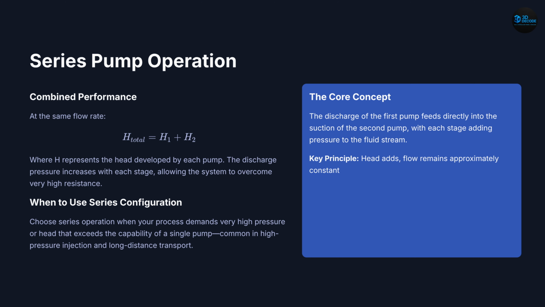Slide 5. Series operation. In series configuration, the discharge of one pump becomes the suction of the next. Each pump adds pressure to the fluid, so total head increases while flow remains almost the same. This is used when very high pressure is required.